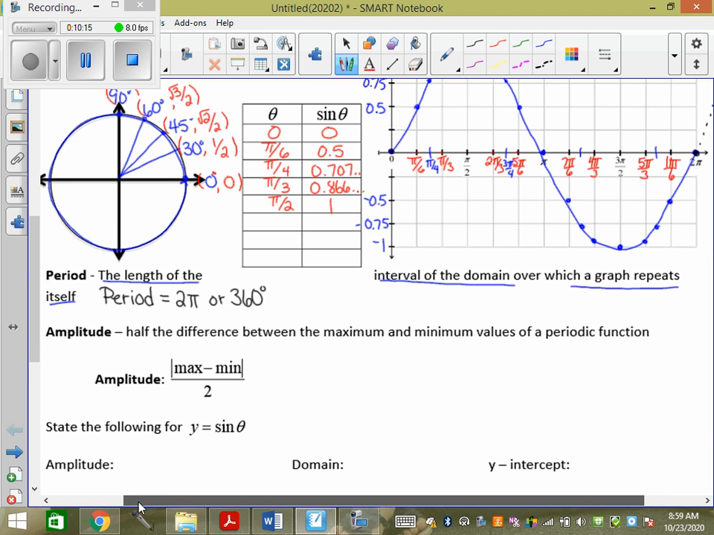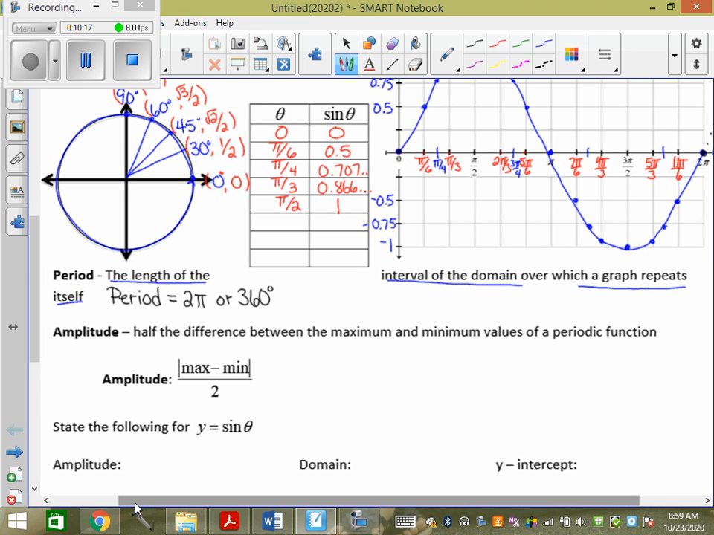The other definition we have is amplitude. Amplitude is half the distance between the maximum and minimum values. Another thing to note, amplitude is always positive.